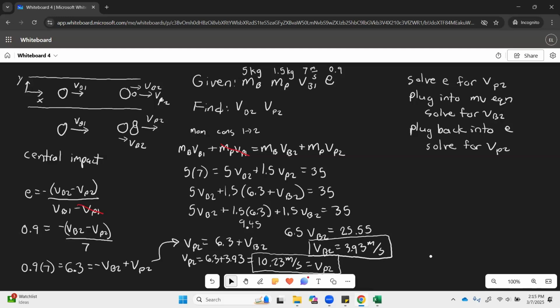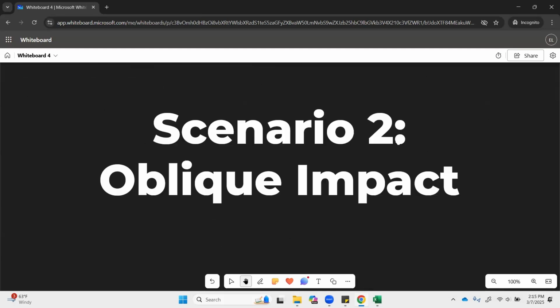Pretty normal that when you're bowling, you don't hit the pin dead on. You hit it at an angle. And so we're going to redo this problem as an oblique impact collision. And we will see with the same exact numbers, how will that affect the post-collision velocities and speeds of each one?